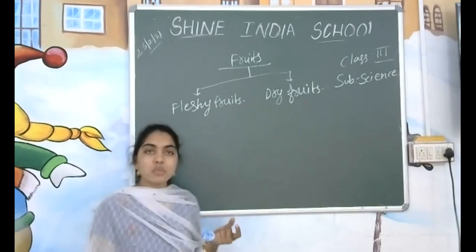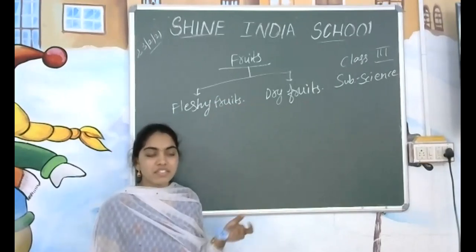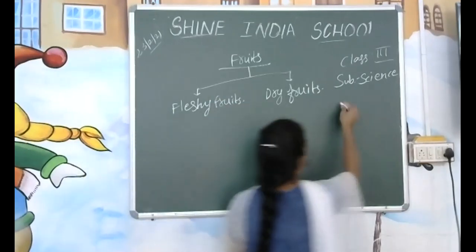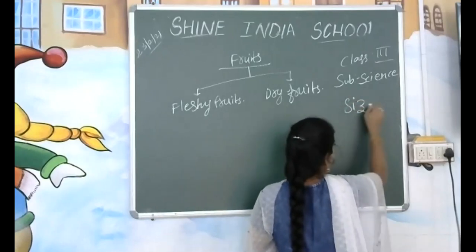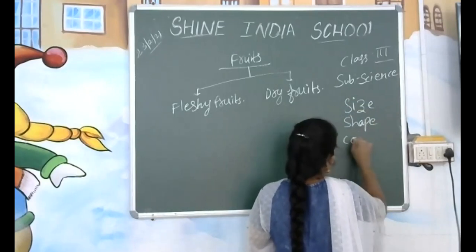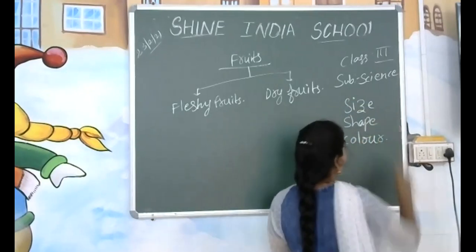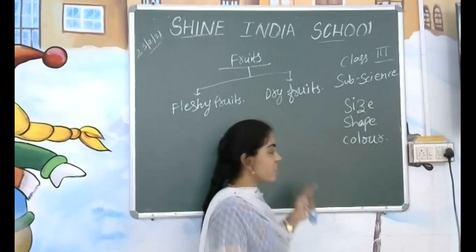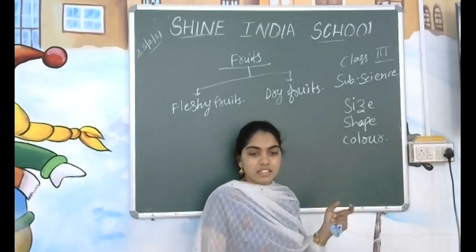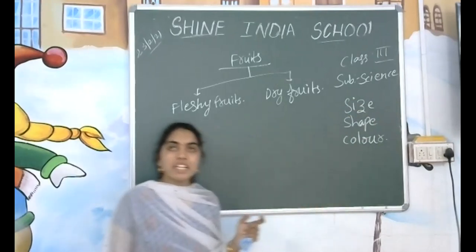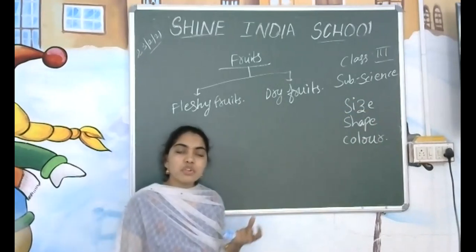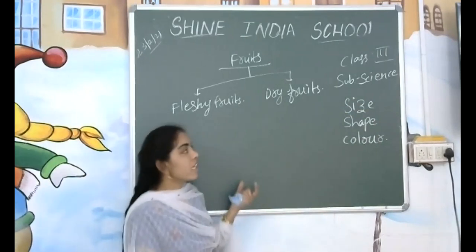In fruits also, there will be differences in color, shape and size. Fruits are in different sizes, different shapes and different colors. Next, some fruits are fleshy fruits, some fruits are dry fruits.